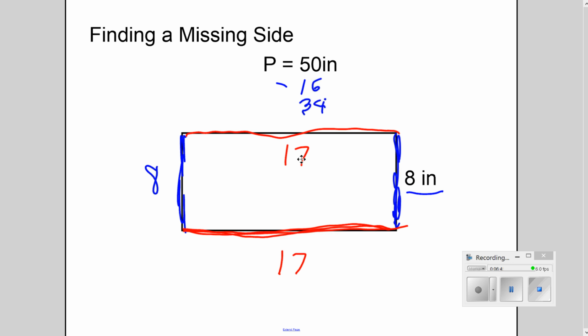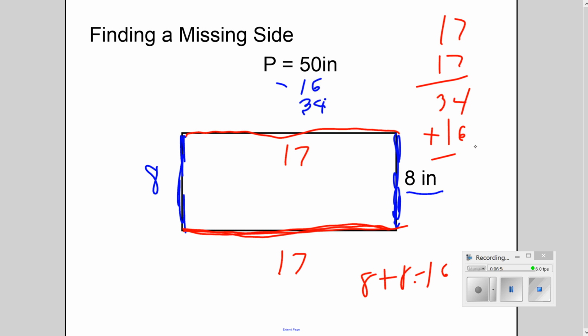So we have to divide that 34 by 2, so we know that this side is 17 and this side is 17. Okay, and so if we double check that and add those back up again, 17 plus 17 is 34. 8 plus 8 is 16, so 34 plus 16 gets us back to our 50.